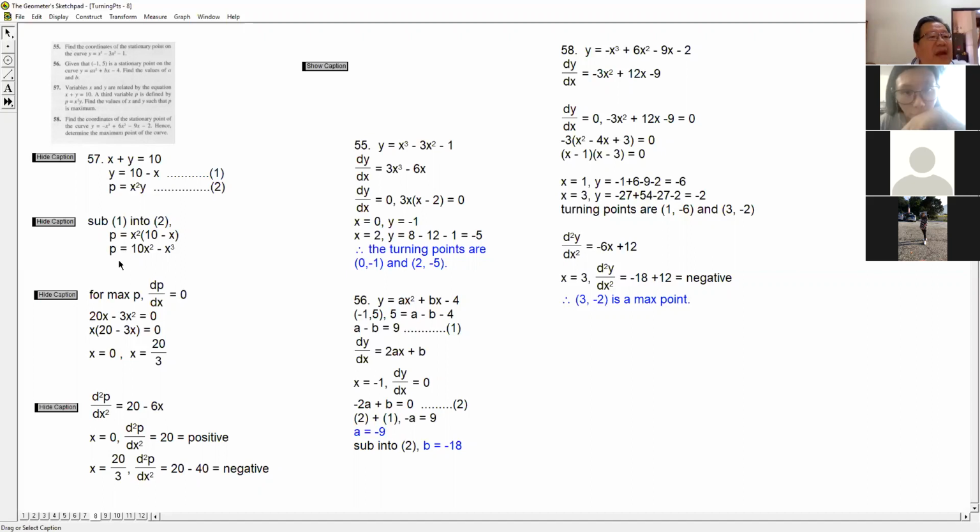Did they say maximum? Yes. Find the values of x and y such that p is maximum. So this one will give you the maximum p. So I still need to find the y. Knowing the x, I substitute back into equation 1. I can find the value of y. So these are the values of x and y that will give rise to a maximum value for p.